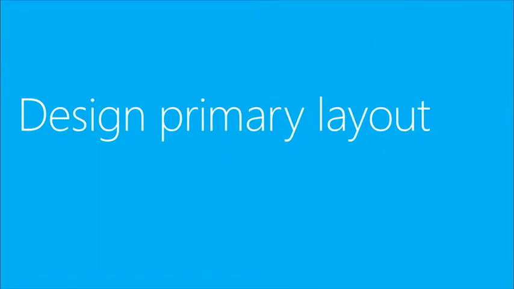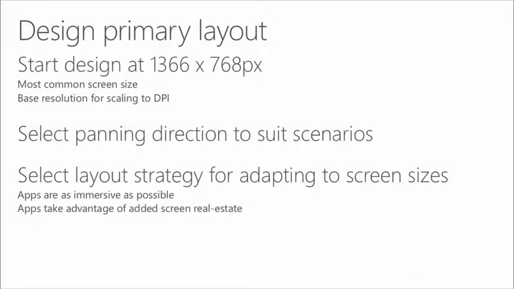So let's start at the beginning, and what we're going to do is take each one of these steps for that strategy and start very simple, and then add more advanced windowing concepts as we go on until we have a strategy that's going to work for every app and every device. So we're going to start by just designing the primary layout. And probably the easiest place to start is 1366 by 768. It's the most common screen size and the most common DPI. It's also the base resolution that we use for the scaling engine within Windows.